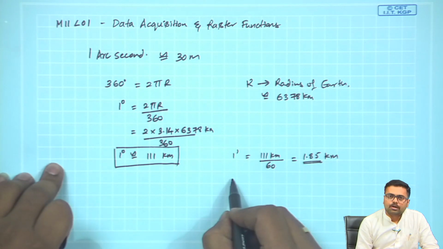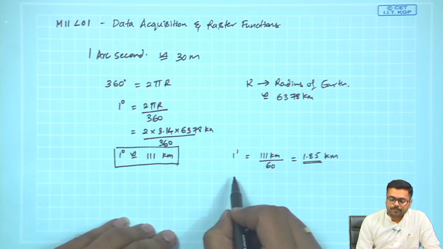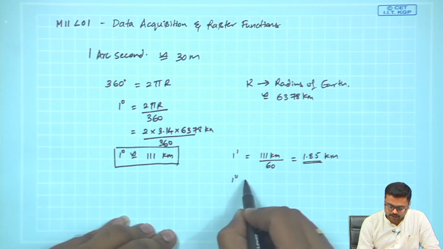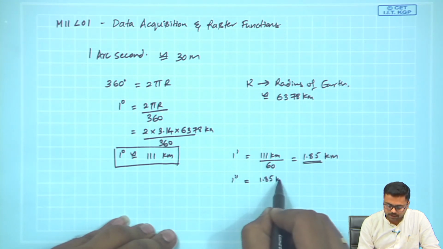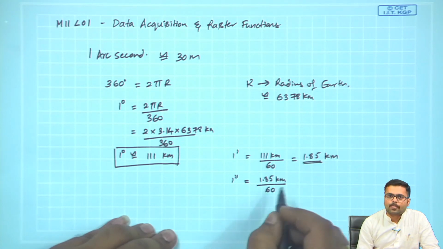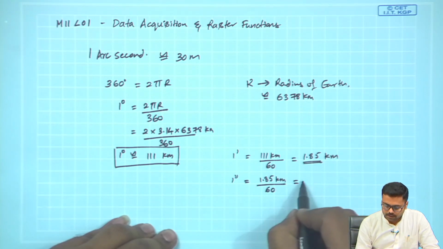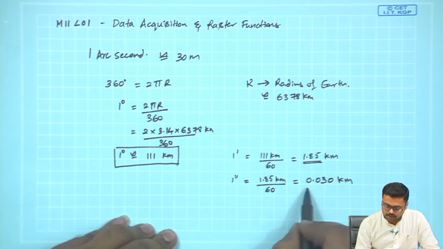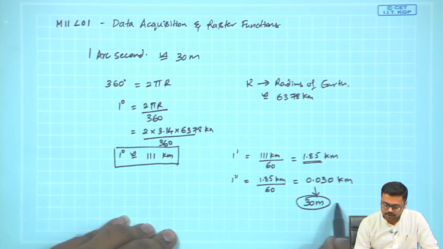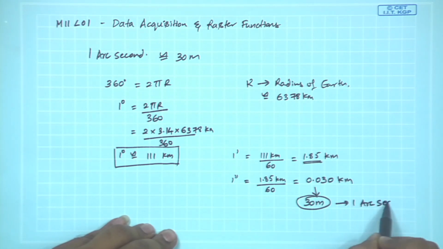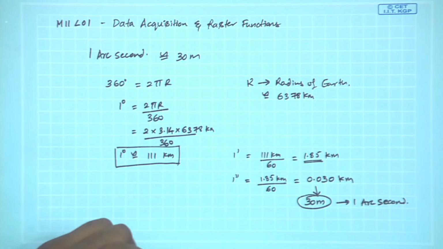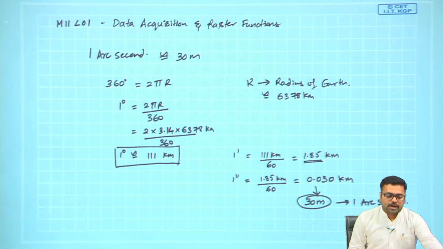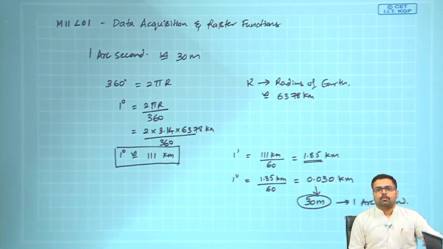I will try to convert this into seconds. So 1 second is equal to 1.85 kilometers divided by 60 again. This will give the value of 0.030 in terms of kilometers, or if you convert this into meters, this will be 30 meters. This is nothing but 1 arc second. So the Shuttle Radar Topography Mission data we are referring to is 1 arc second.